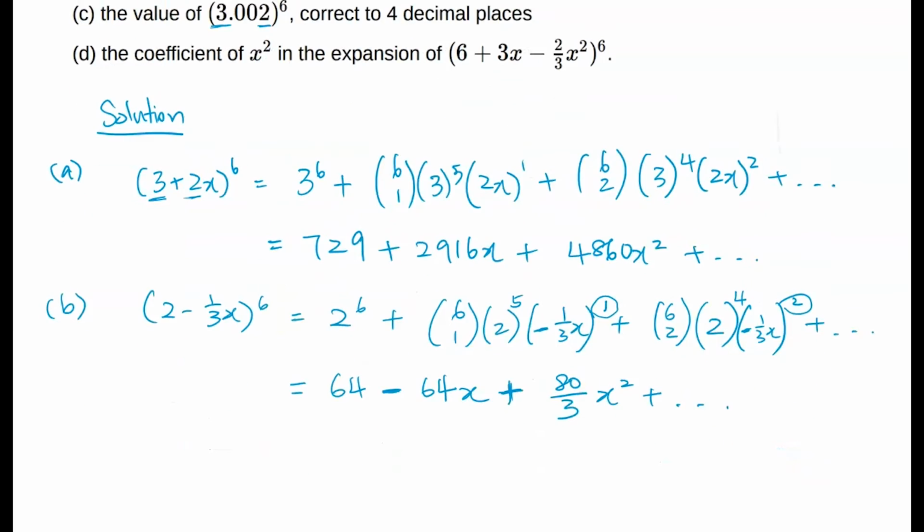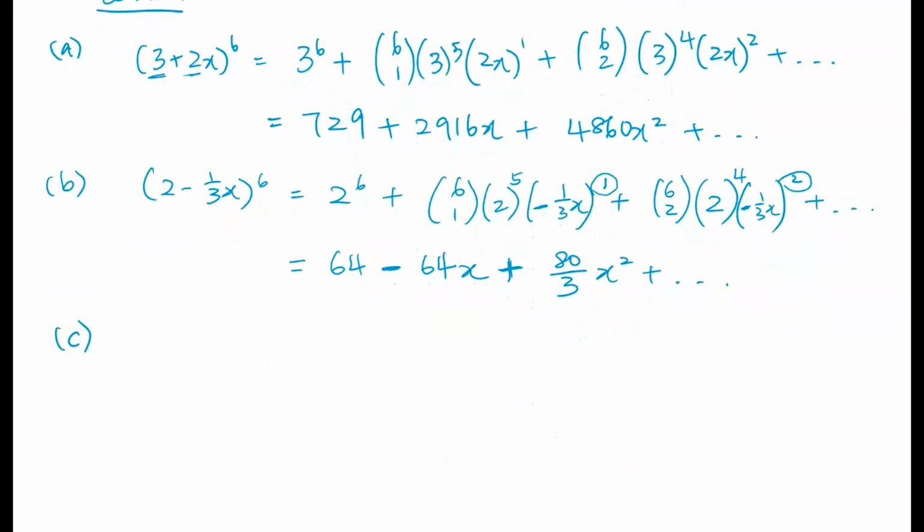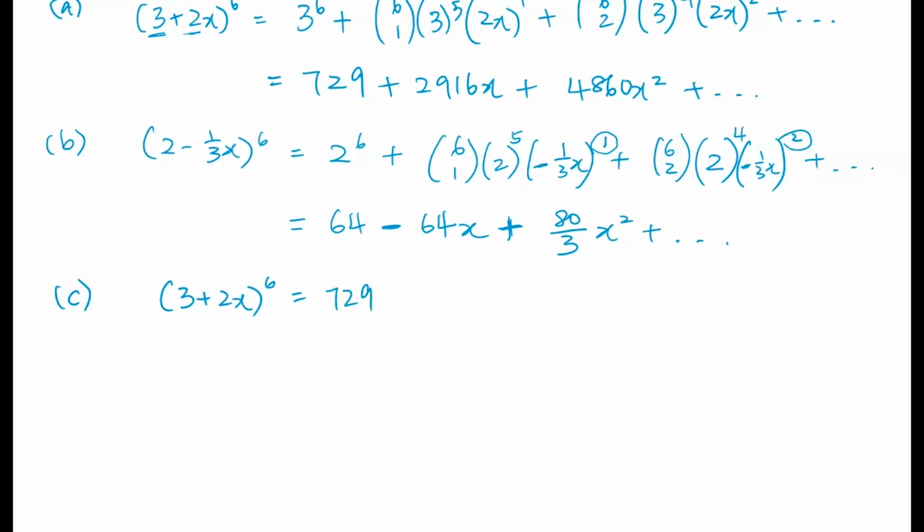So the way to do part C is to actually make use of your part A and substitute a suitable value of x so that 3 plus 2x becomes 3.002. Notice that the power is the same. We already know that 3 plus 2x to the power 6 from part A is 729 plus 2916x plus 4860x squared dot dot dot.